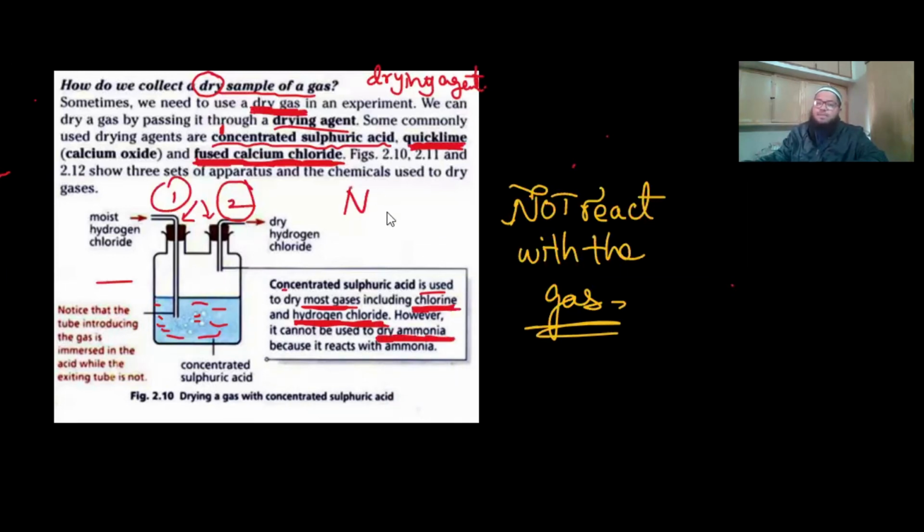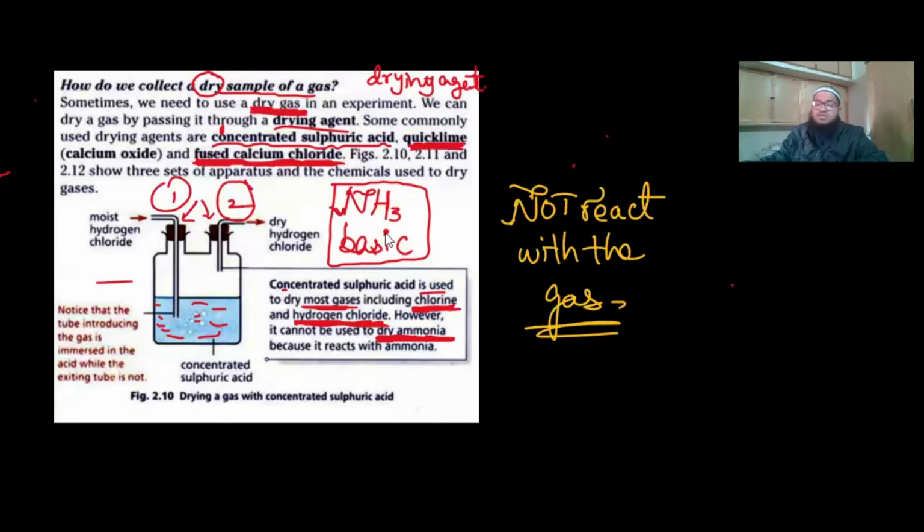Ammonia is a base. Okay, it is a basic gas, and bases react with acids to form salts. Remember from your lower classes that bases can react with acids to produce salts. So we don't want that reaction to occur. We want a dehydrating agent that does not react with ammonia.